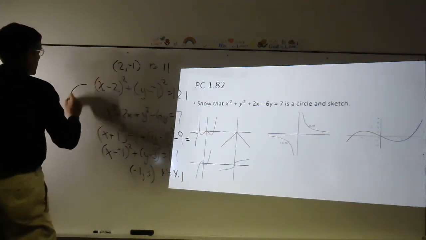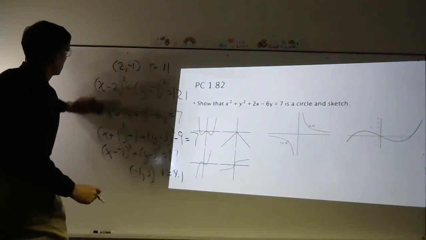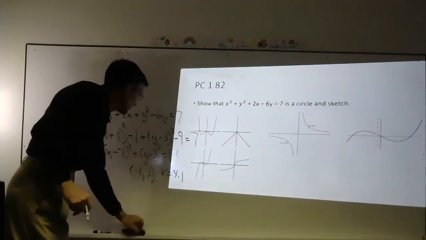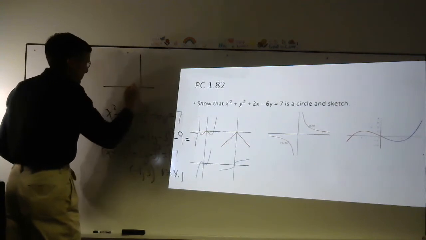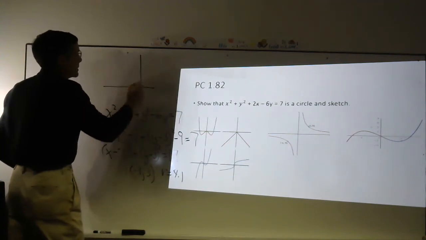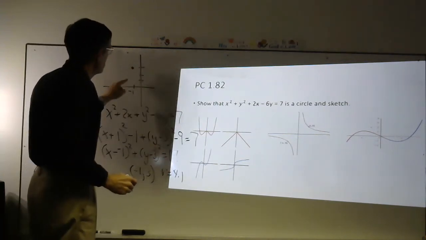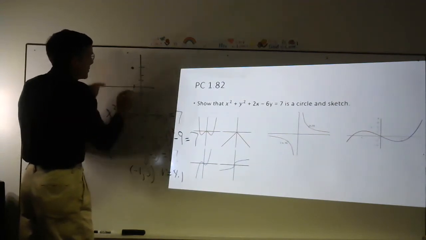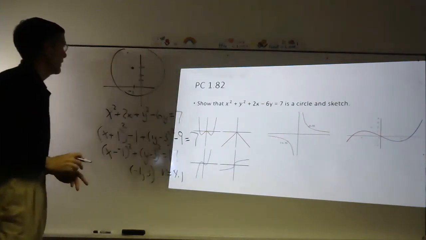If we sketch it, I better draw the coordinate plane first, don't you think? My center is at negative 1, 3. So negative 1 and up 3. So there's my center. The radius is just a bit bigger than 4, so it's going to come down in here, and it's going to come way over here. So the center's up there, so the circle is going to be something like that. Okay?